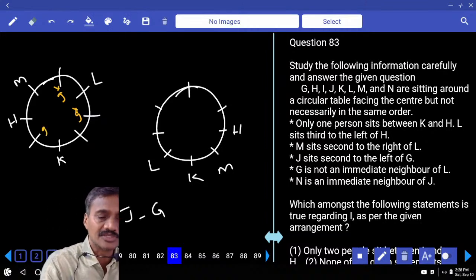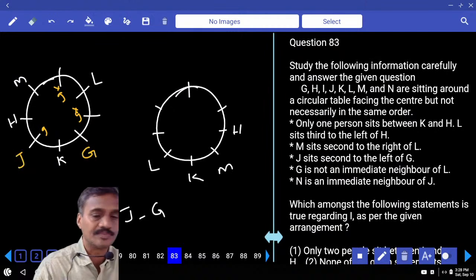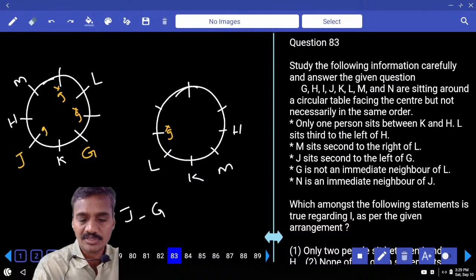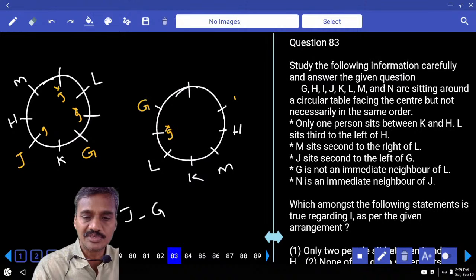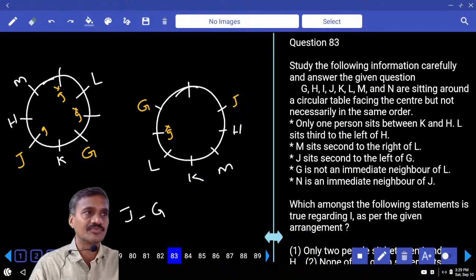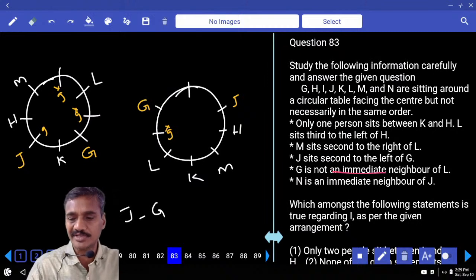And so what is the only possibility? G here. J sits second to the left of G. And here again, G cannot be at this place. As G cannot be here, then where should G be? J sits second to the left of G, G is here, and J will be at this place. Is that fine? J sits second to the left of G. G is not an immediate neighbor.